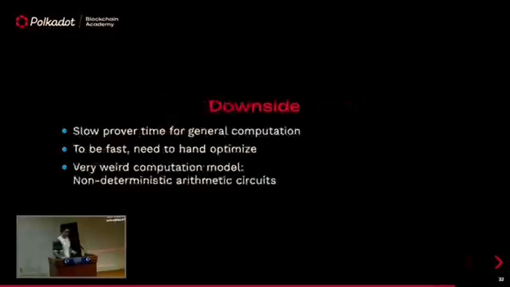The downside is that it takes a long time to prove this for general computation. So what that means is it's very fast to verify a proof once you have one, but it can take a really long time to actually generate a proof and a lot of computational power. So in order to be fast enough, typically you're going to need to hand optimize this. What does that mean? Typically that means how you're transforming your computation into this NP problem. You need people who are experts in this in order to do that.